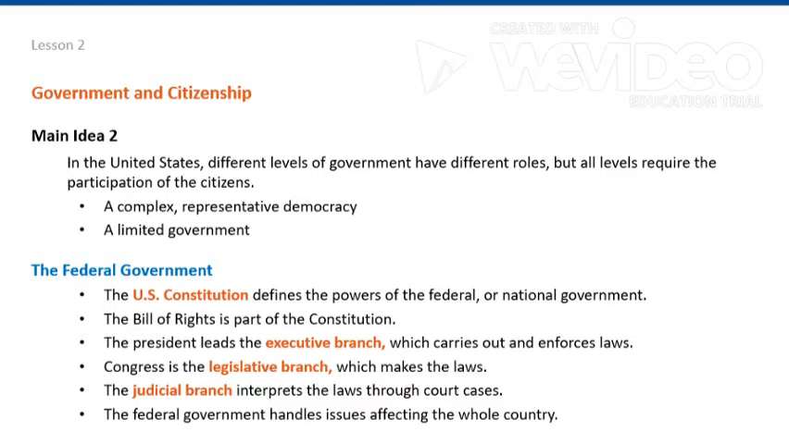In general, the federal government handles issues affecting the whole country, like trade between countries and states and issues relating to national security. The federal government also provides services like national parks, Social Security, and military protection. Under the U.S. Constitution, many powers are left to the 50 state governments.